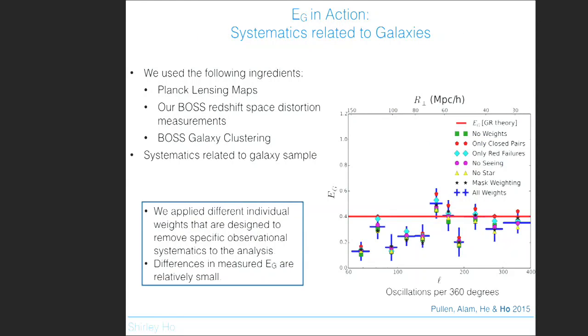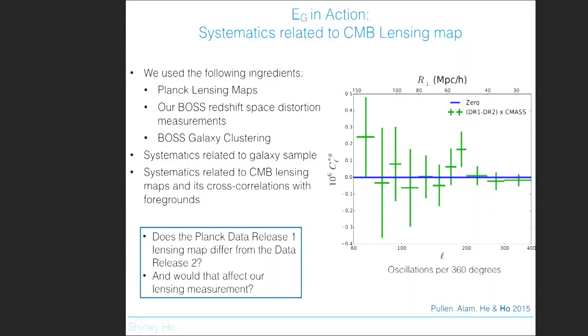And combining all of that, we also want to look at the systematics related to the galaxy sample. So what are the systematics? We talked about this before, such as the stars that will affect how galaxy density appears around bright stars. There are things about the seeing of the sky that might affect the number of galaxies you see, all that stuff. We put all of them in there and find that they don't actually change the signal at all for the BOSS measurements. So that's a good thing. The small differences are very comforting, at least from the galaxy survey side. And then we do something kind of fun. We try to see if there are any CMB lensing systematics and look at its cross-correlations with the foregrounds also.